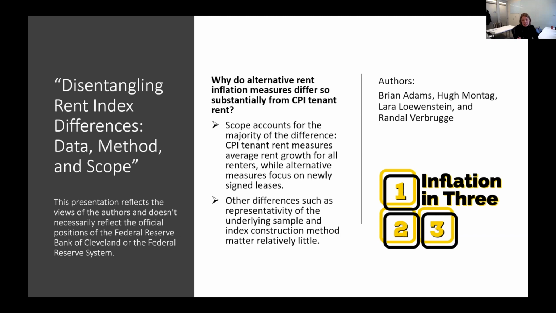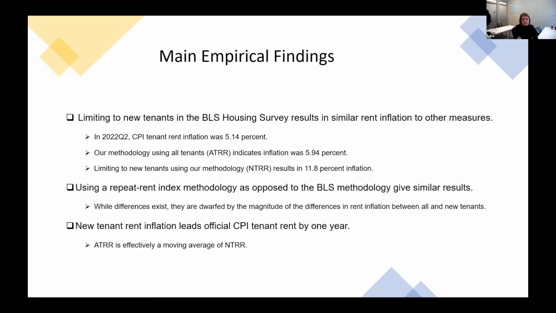The main question we ask in this paper is why have alternative rent index inflation measures differed so substantially from CPI tenant rent over the course of the COVID-19 pandemic? What we find is that scope accounts for the majority of the difference. CPI tenant rent measures the rent growth for all renters, while alternative measures focus solely on newly signed leases. Furthermore, we find that other differences, such as the representativity of the underlying data sample and the index construction methodology, matter relatively little for explaining these differences.